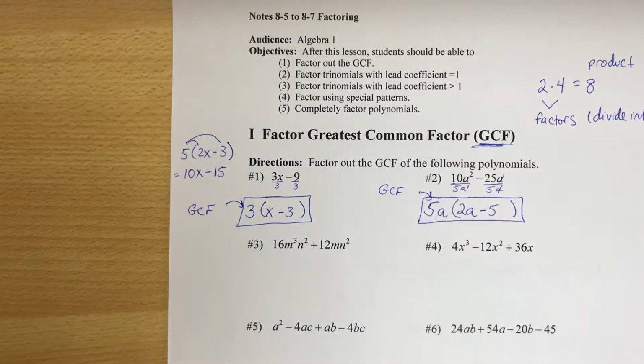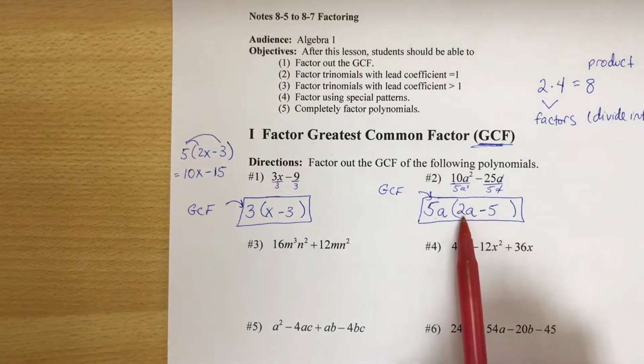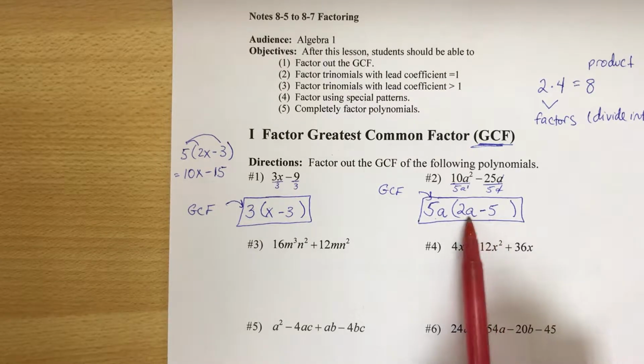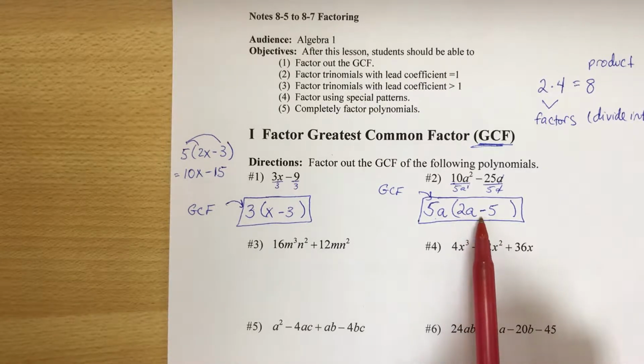You know that you're good if you look at what's left in the parentheses and the only thing that would divide into both of these would be a 1. That's how you know you're finished, because this is completely factored now.